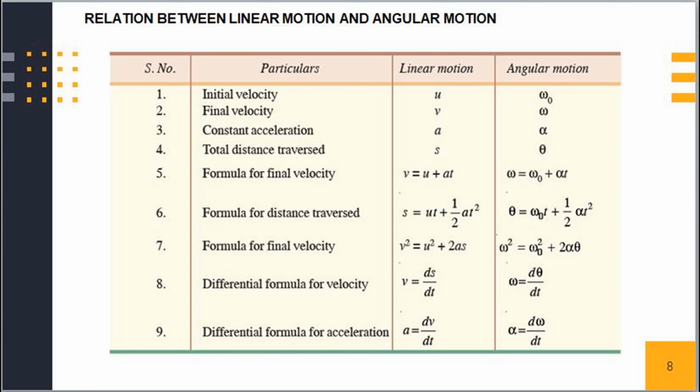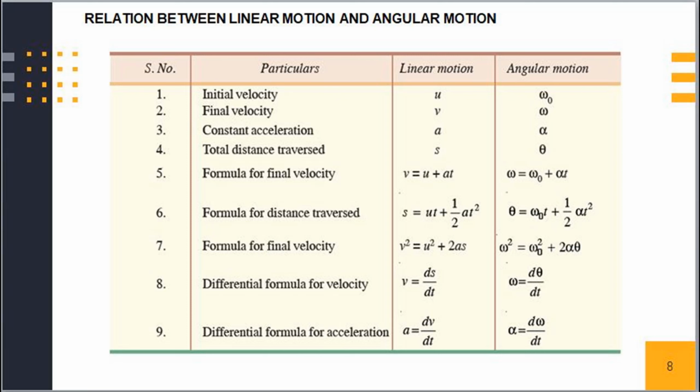The formula for final velocity in linear motion is v is equal to u plus at, and in angular motion ω is equal to ω0 plus αt. The formula for distance traversed in linear motion is s is equal to ut plus 1/2 at squared, and in angular motion θ is equal to ω0 t plus 1/2 α t squared.